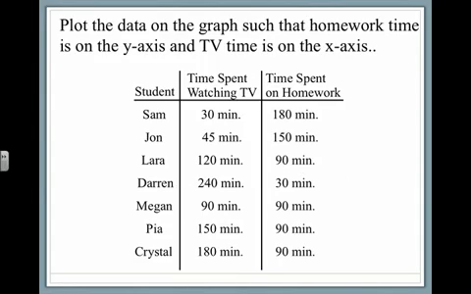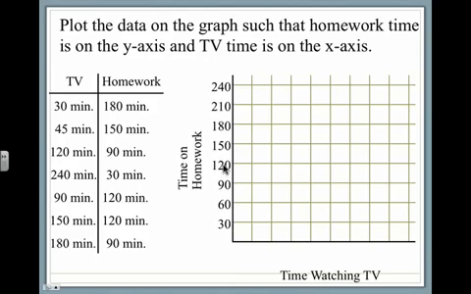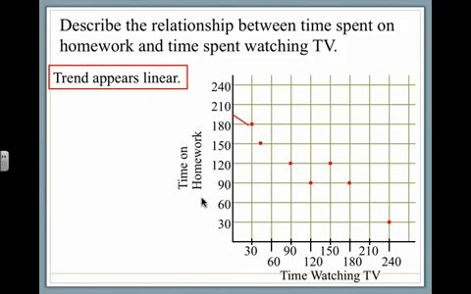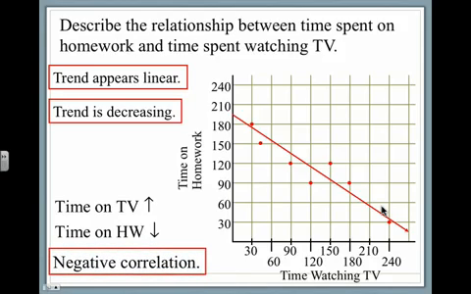If we were to plot the amount of time spent watching TV and the time spent on homework and put this onto a grid, then as we plot these points on the grid, the trend appears linear. However, as the number of hours spent watching TV increases, the time spent on homework seems to decrease. And so that means that there is negative correlation here.